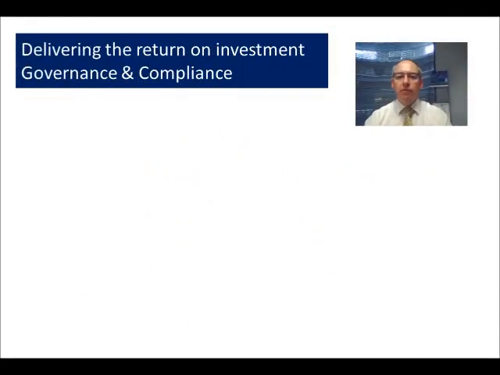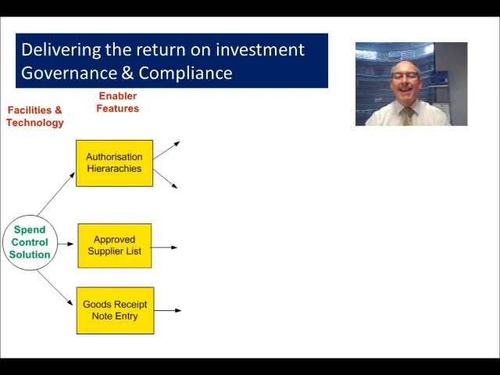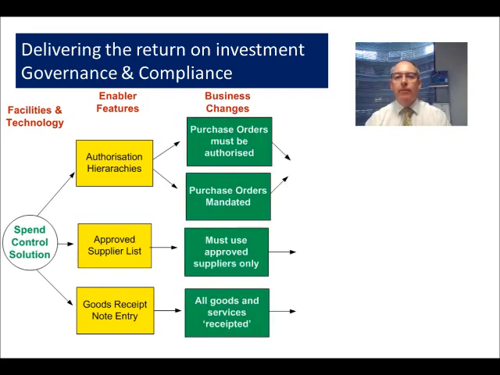So we've looked at the theory. Now let's go through a worked example. And as was said earlier, this relates to governance and compliance. So we have our spend control solution on the left hand side. This is our facilities and technology. And from this we have three enabling features: the authorization hierarchies, the approved supplier list, and the goods receipt note entry. Now the authorization hierarchies then lead through to the business benefit.